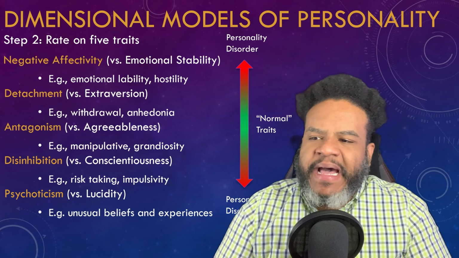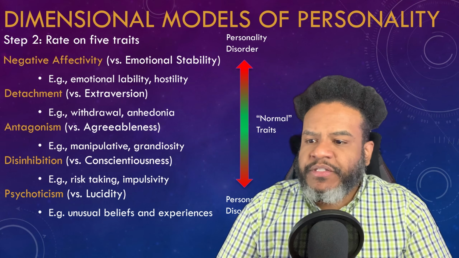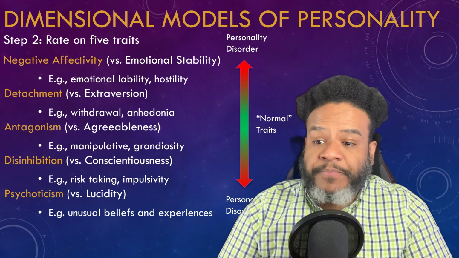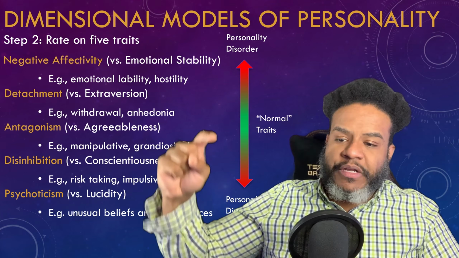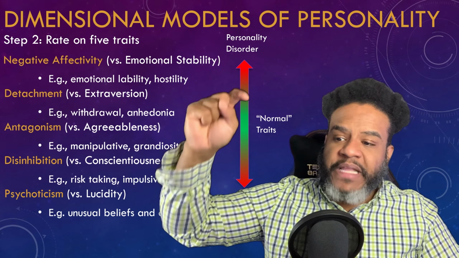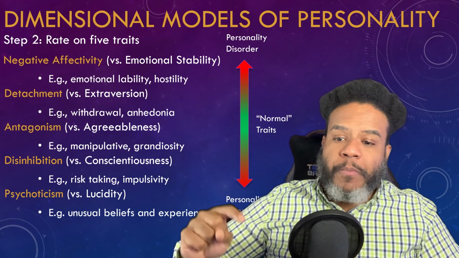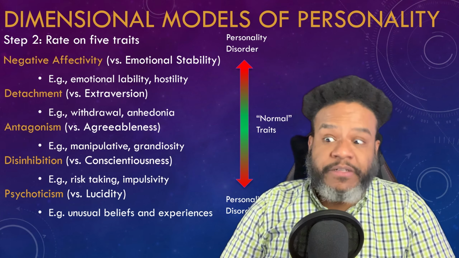Right over here we have some dimensional models of personality based off of some of the OCEAN characteristics. Let's look at negative affectivity. This would be a pathological form of emotional stability. On one end, we have personality disorder. In the middle, we have normal traits. If I have too much negative affectivity, that leads to a personality disorder. But if I have too much emotional stability, this could cause a personality disorder as well.